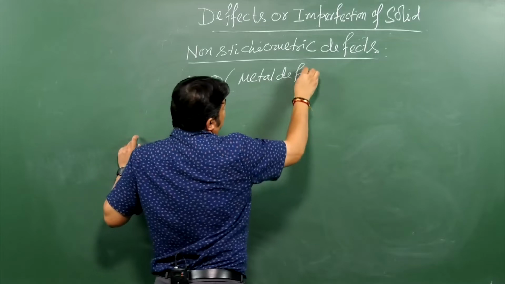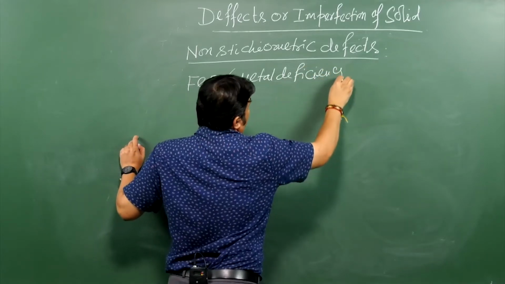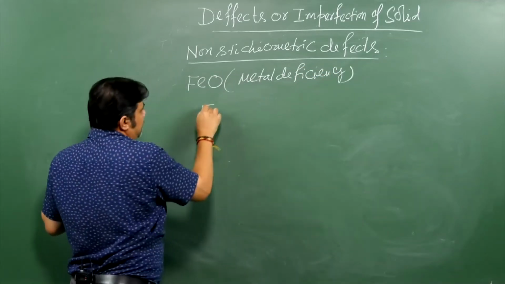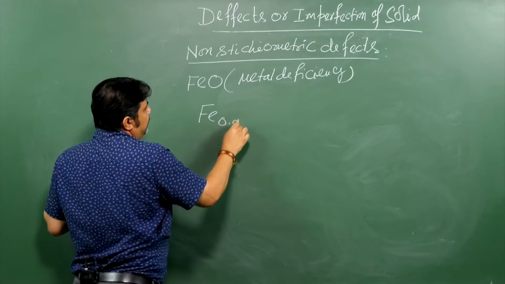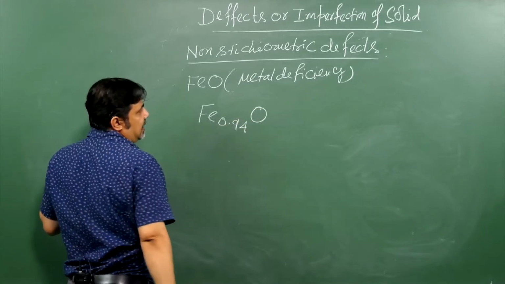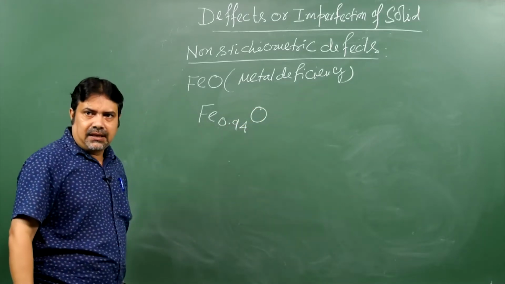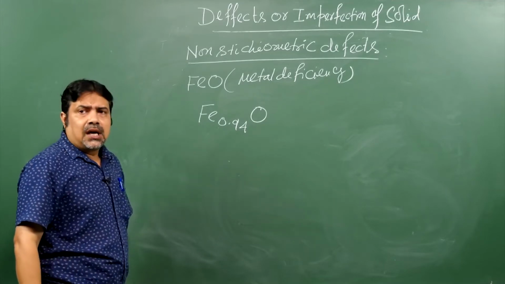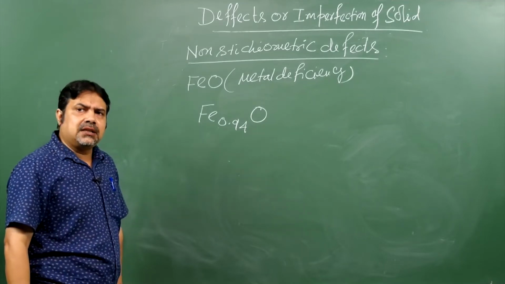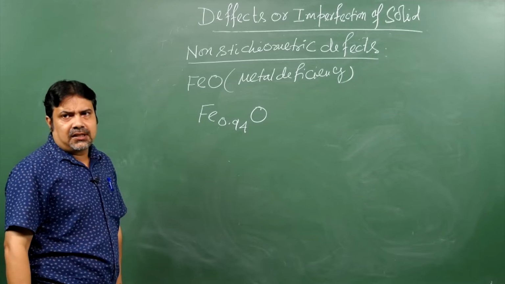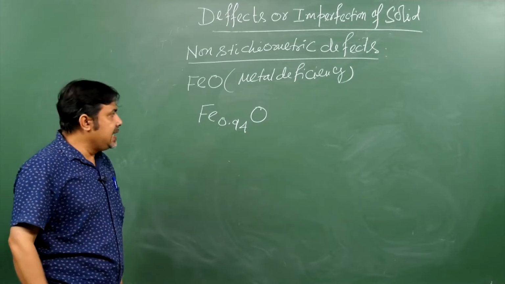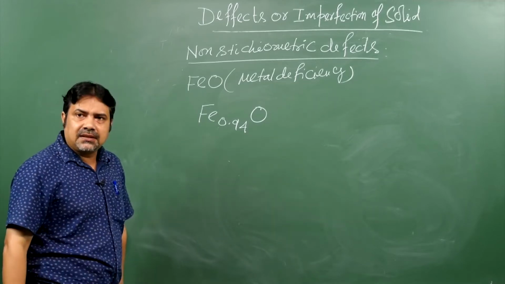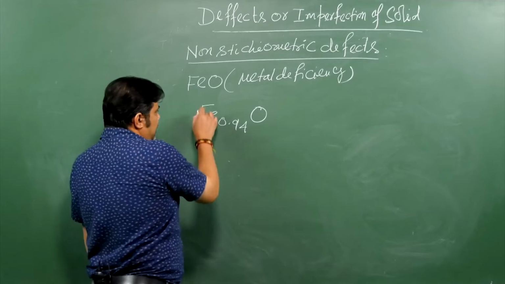They will give you a formula like this, Fe 0.94 O, like that. Clear? And they will ask you questions: how many percentage of iron +2 and how many percentage of iron +3 is there. Like that, this type of questions they will give.